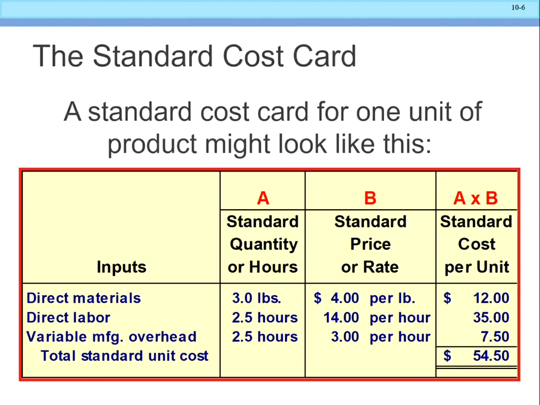Then we can now come to a standard cost card for 1 unit, and the standard cost card would look like what we have there. So you can see that we normally keep two standards, which are the standard for quantities and the standard for price. Then when we multiply the two, A times B, we come to the cost per unit.